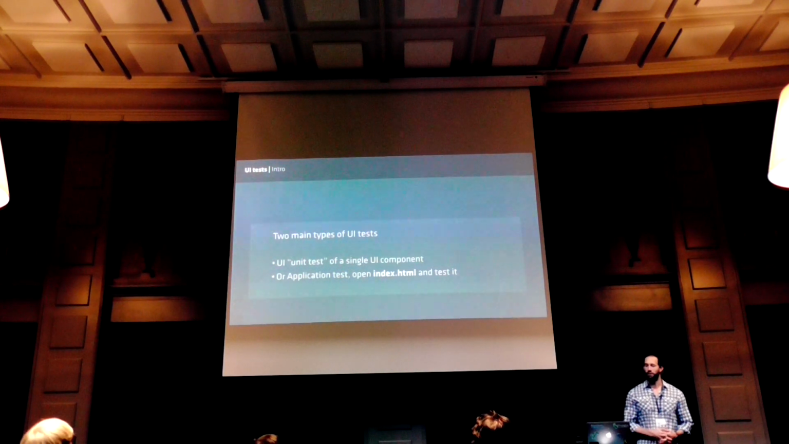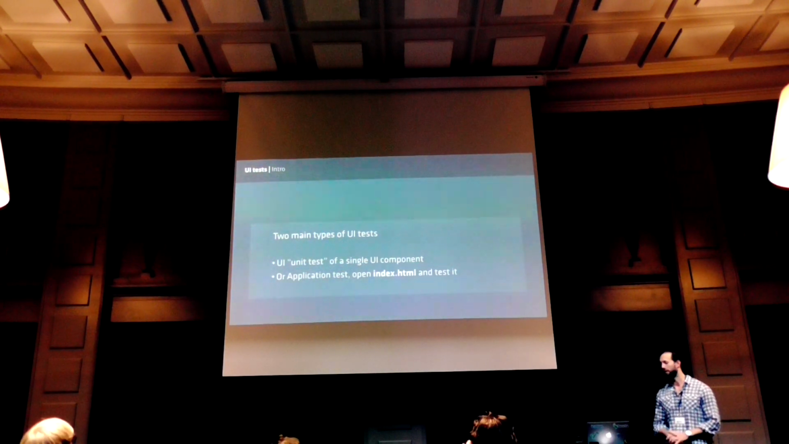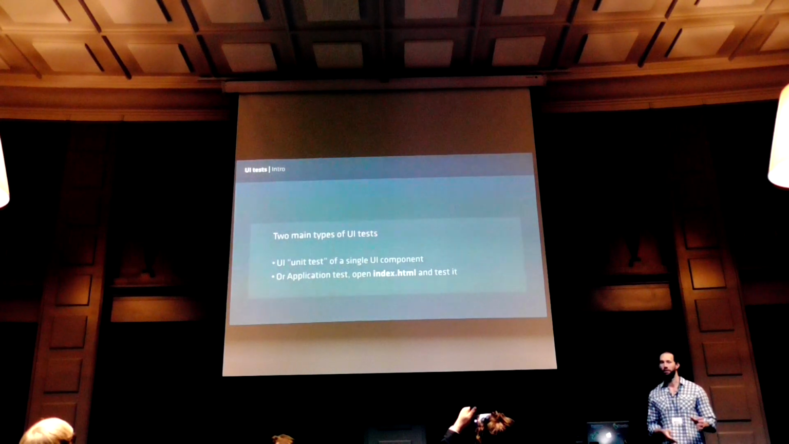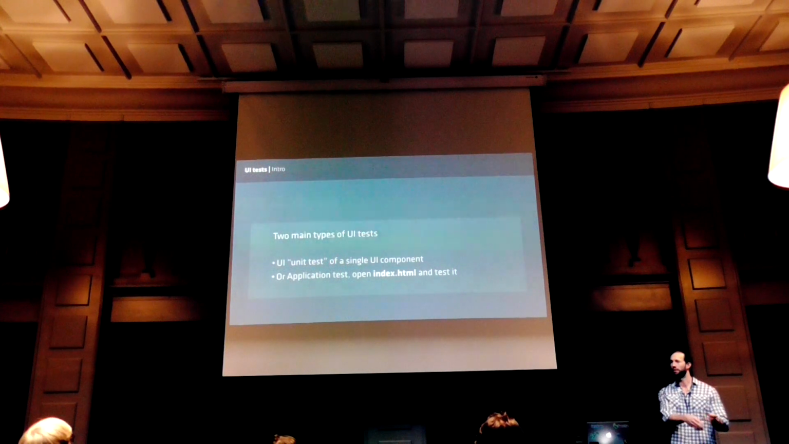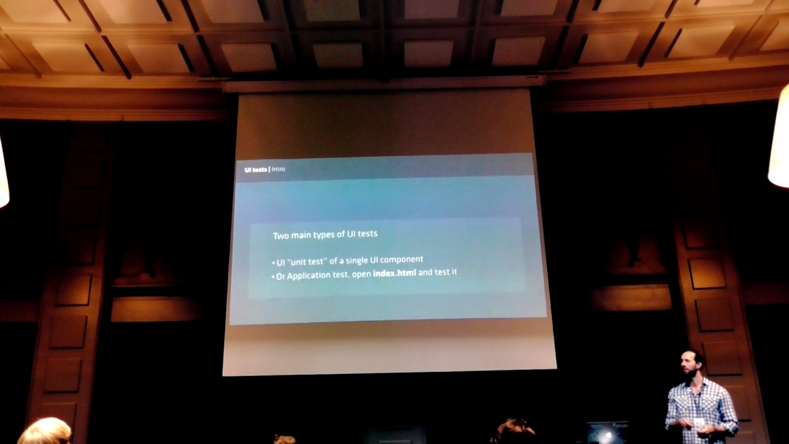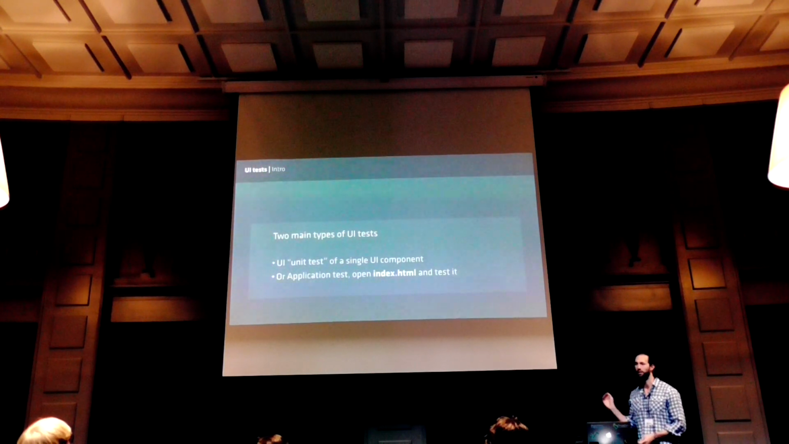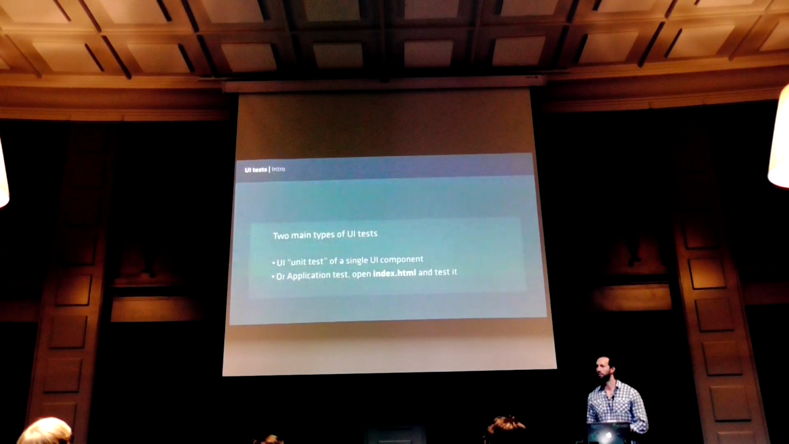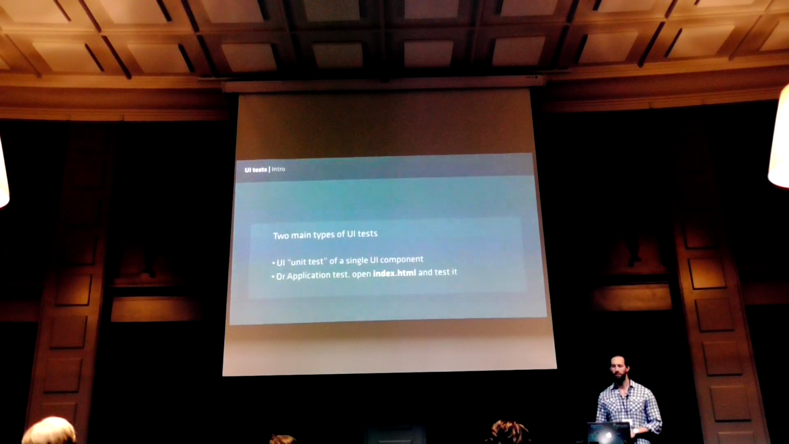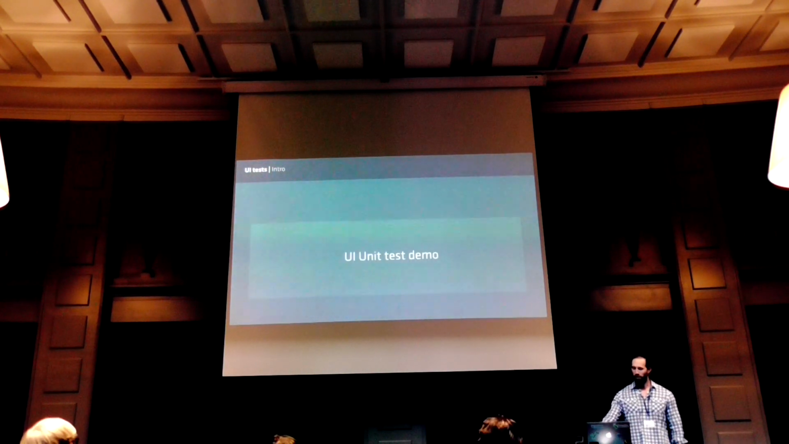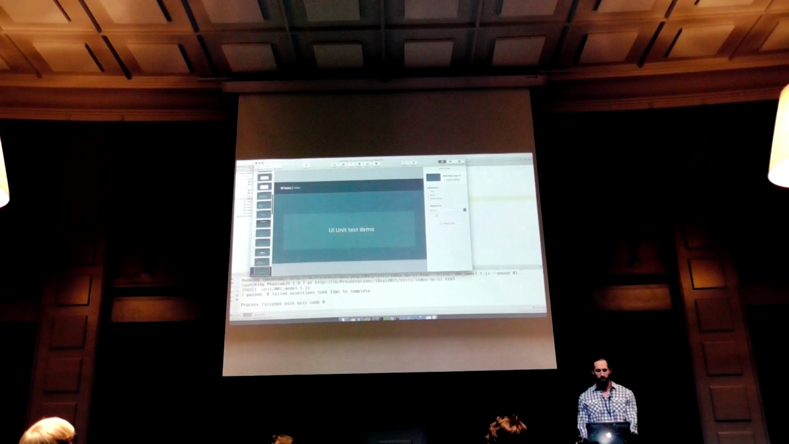And we should also clarify that when I say UI test, I mean two things. I mean either a UI unit test, like take this user list, put it in a sandbox, and work with it, poke it, see that it does what we want it to do. And the other type of UI test is basically the application test, which is just open index.html, do a bunch of things to it. It's more of a black box test. But we'll start with the UI test and see how we can test our view.